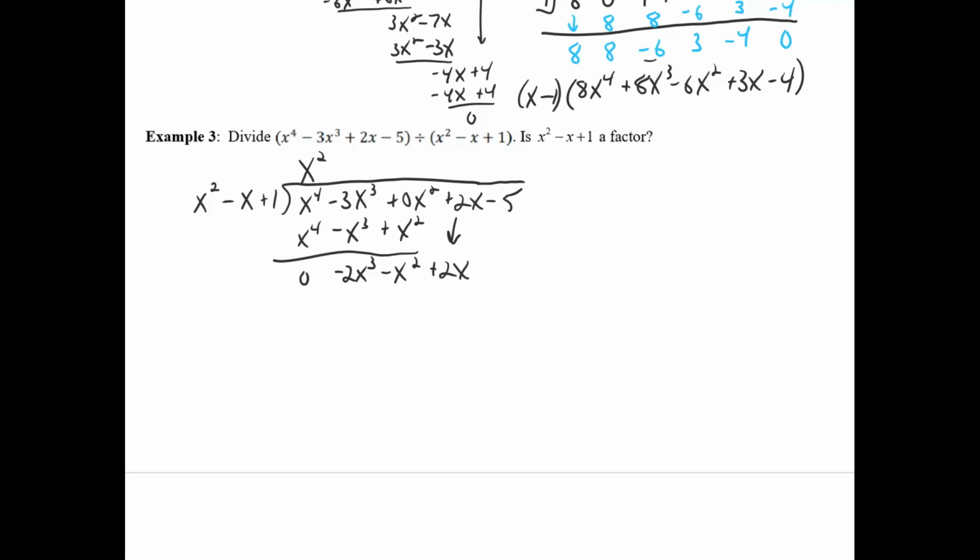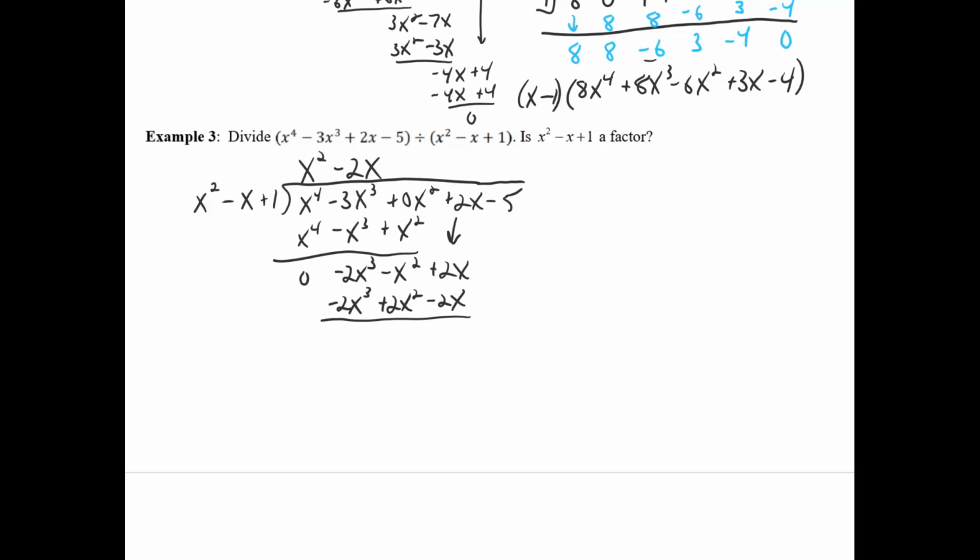What do I multiply this by to get negative 2x cubed? Negative 2x. So I'm going to subtract 2x. All right, so then I distribute it. Negative 2x times x squared is negative 2x cubed. If you don't get a match in that first term, you chose the wrong term. Negative 2x times negative x is plus 2x squared. And negative 2x times 1 is minus 2x.